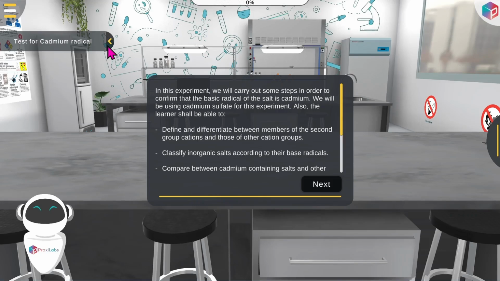Welcome to the test for cadmium radical experiment. In this experiment, we will carry out some steps in order to confirm that the basic radical of the salt is cadmium. We will be using cadmium sulfate for this experiment.